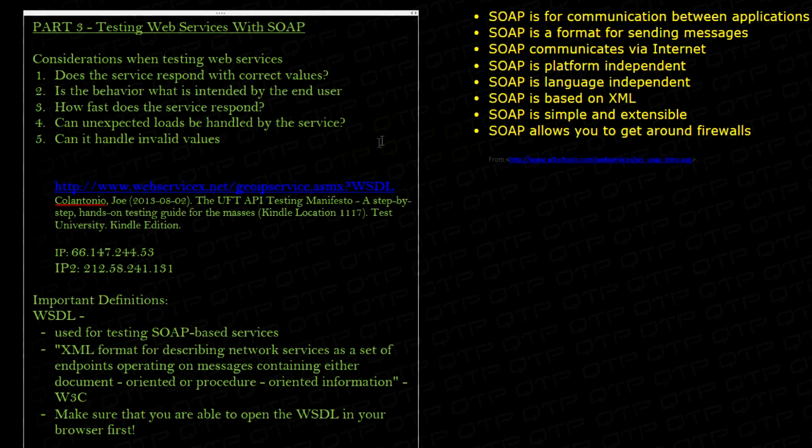So, first thing is first. We are going to test web services based on SOAP today. And what I have to tell you guys about is another definition. Yes, I know I've been giving you guys a lot of definitions, but it's very important. We're learning a whole new topic, completely different from GUI. And so there is a whole bunch of terminology that you need to understand before we can proceed.